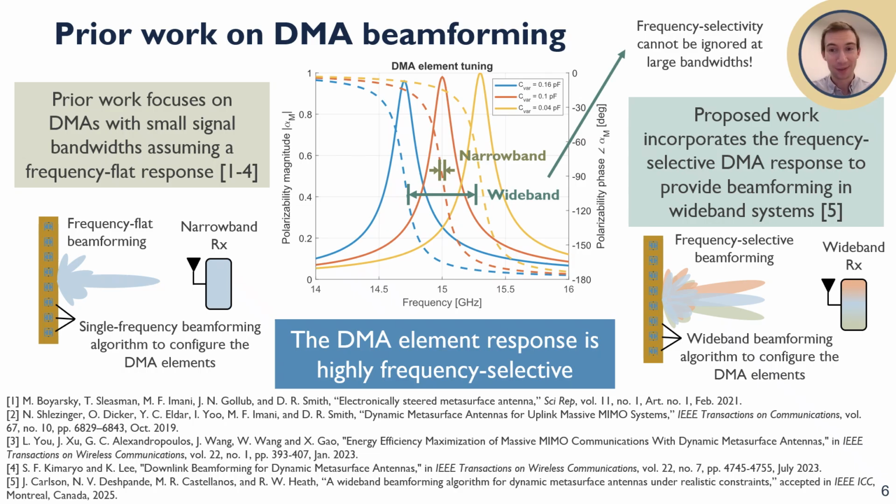However, because of the element response, because of the resonance and the phase and the amplitude, if we have even slightly larger bandwidths, this frequency flat assumption completely starts to fall apart, and we cannot assume a frequency flat response for our different DMA weights. It cannot be ignored. So our proposed work here is to incorporate this frequency selective DMA response and some other realistic constraints for the DMA elements into a wideband beamforming system and propose an algorithm to improve the performance as well.